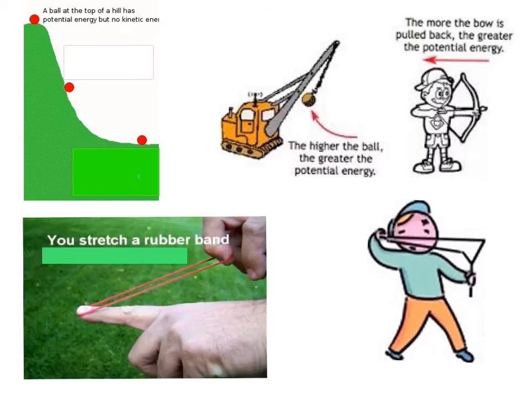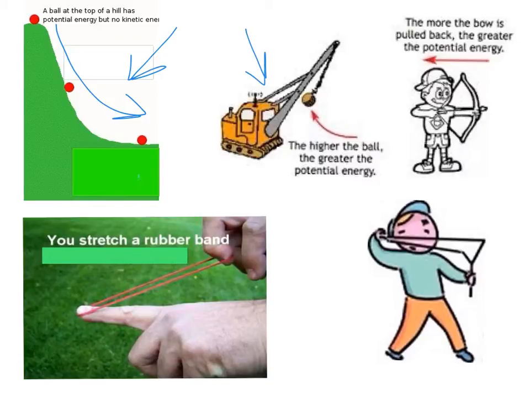Actually, these are examples of potential energy. I forgot about these. Alright, so let's look at this very first example right here. When you have a ball at the top of a hill, it has potential energy but no kinetic energy. So it has the ability to start moving or rolling down the hill, as you can see here in the picture. Let's look at this next one right here.